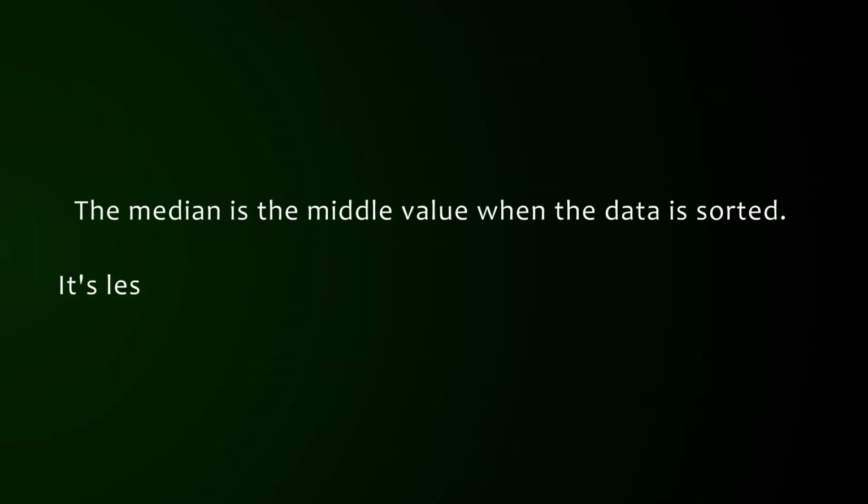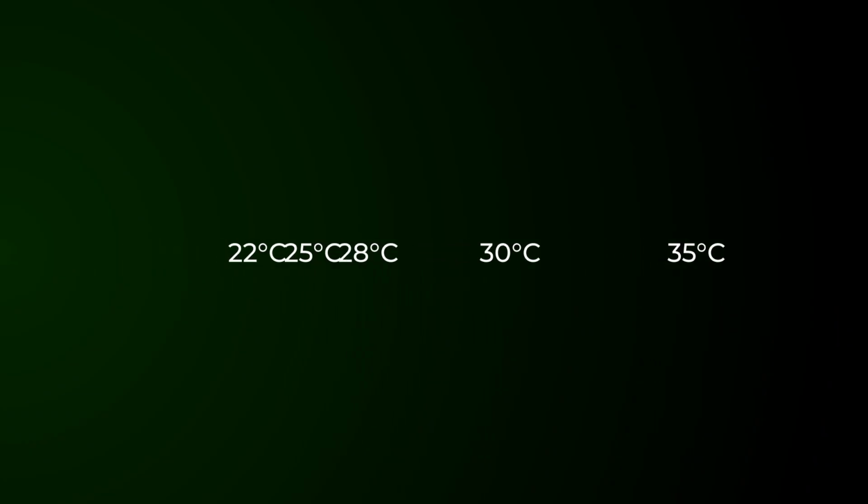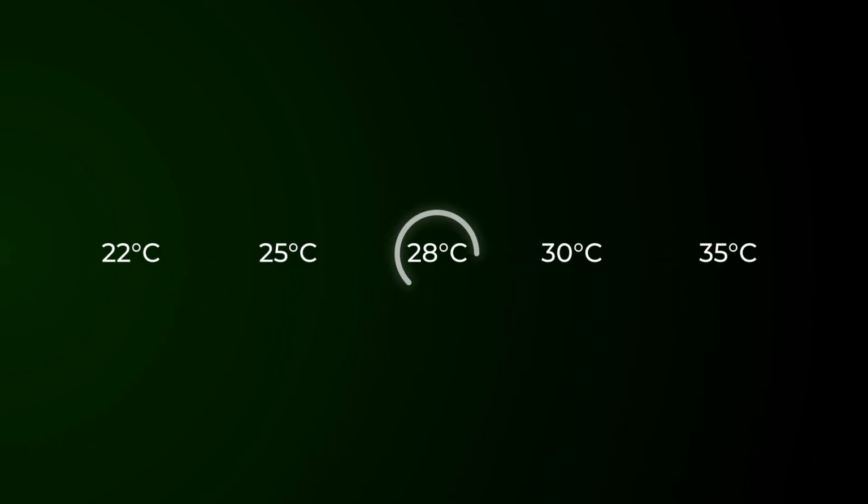The median is the middle value when the values are sorted. It is less sensitive to extreme values compared to the mean. So you sort the data and take the middle point. In the same data set, the median temperature is 28. So when you arrange from the smallest to the largest, it is the middle value when you arrange in ascending order. In this case, as the mean and the median are the same, we have a symmetric distribution.